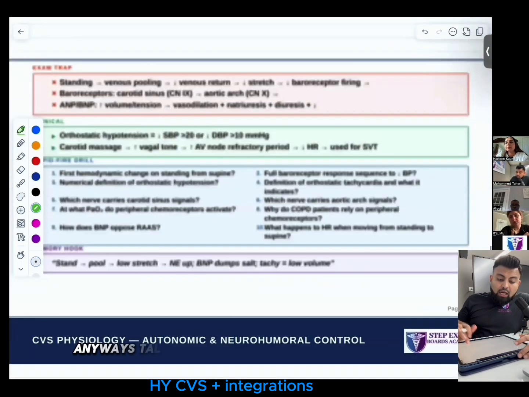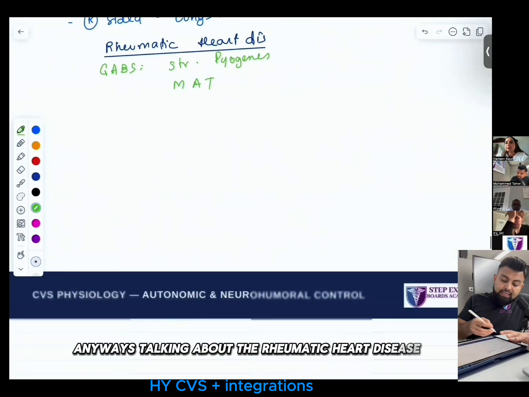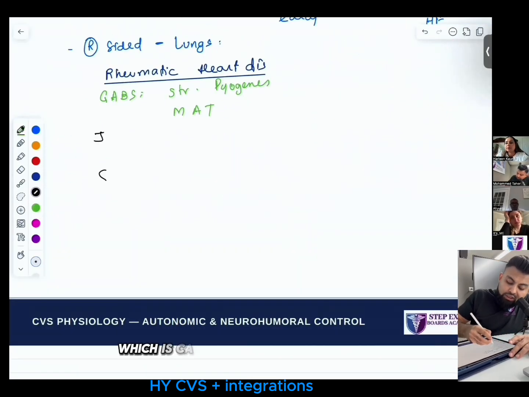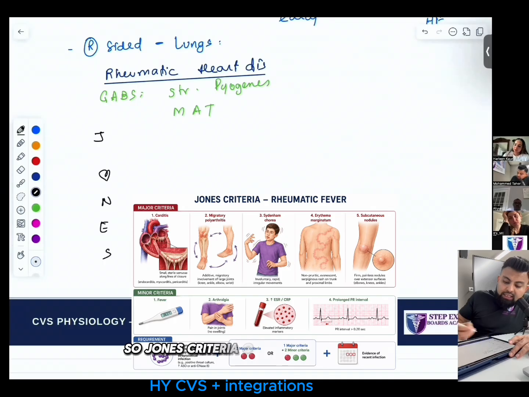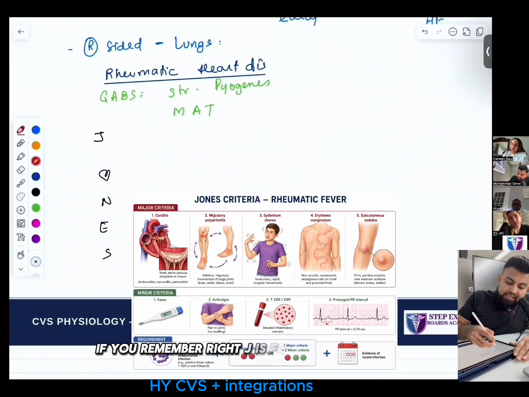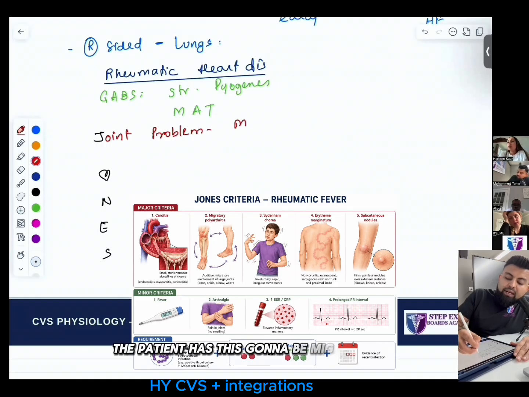So anyways, talking about rheumatic heart disease, remember we have a specific criteria which is called Jones criteria, right? So Jones criteria of rheumatic fever, if you remember, J is for joint problems, isn't it? Joint pains. For joint problems, the patient has pain that is going to be migratory.